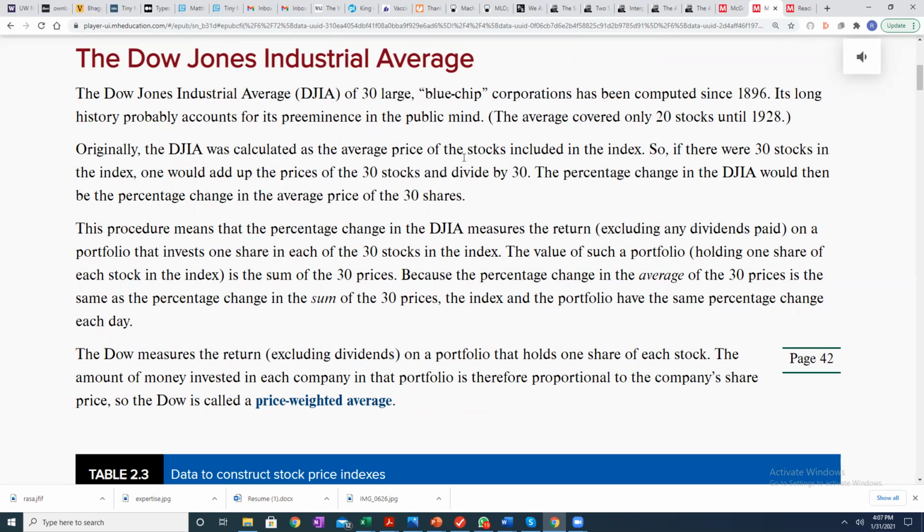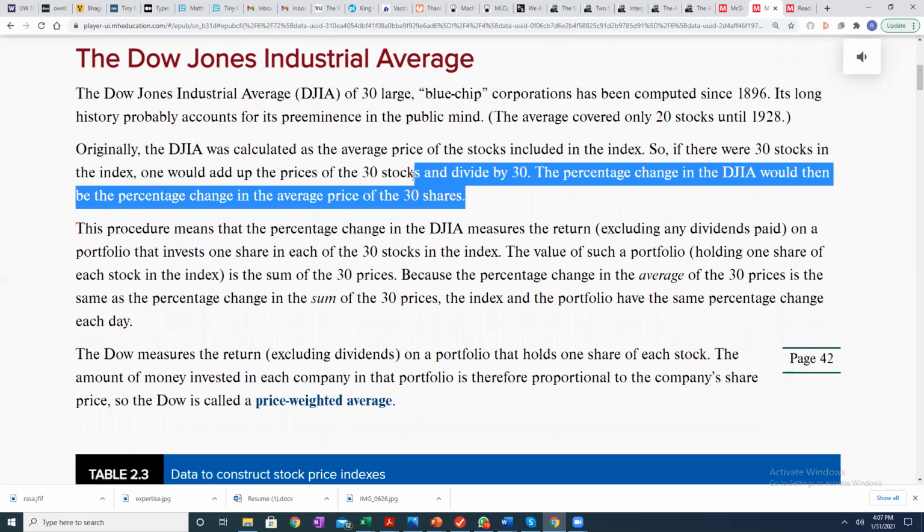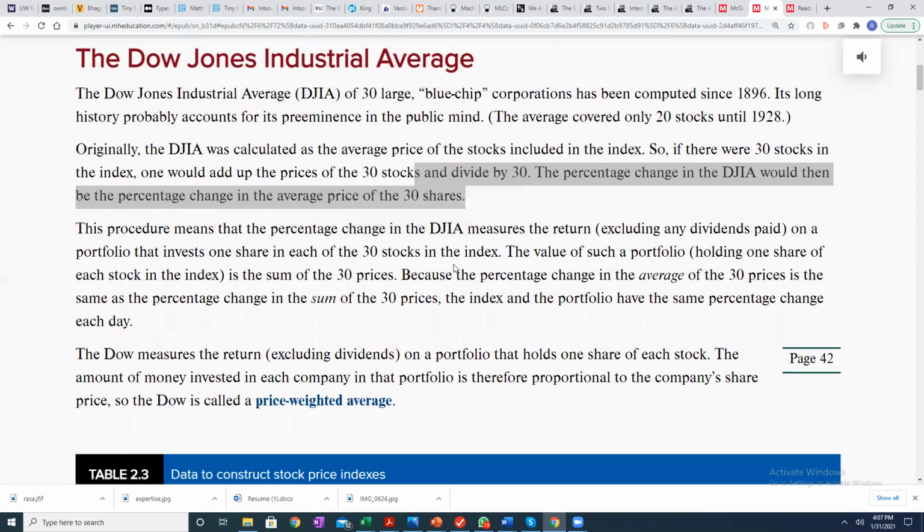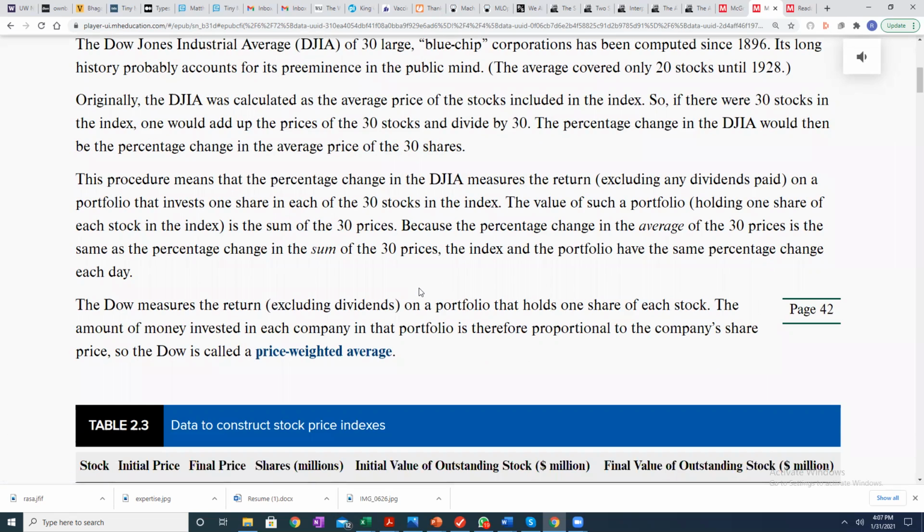So the DJIA was calculated by the average price of stocks. If there were 30 stocks in one index, you add the price of the 30 stocks and divide by 30. The percentage change in the DJIA would be the percentage change of the average price of the 30 stocks. The value of such a portfolio is the sum of the 30 prices. Because the percentage change in the average of the 30 prices is the same, the index and portfolio have the same percentage change each day.